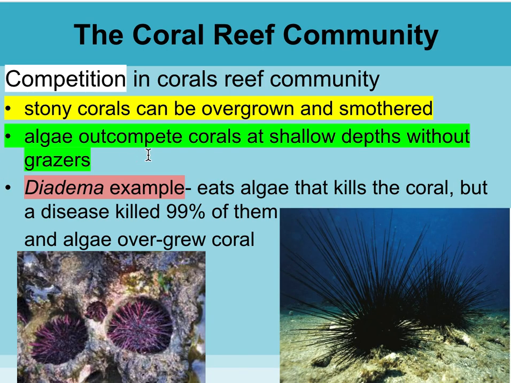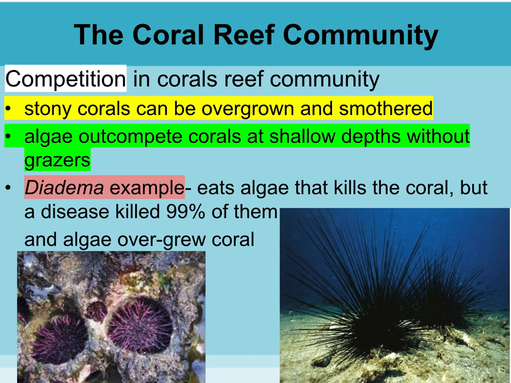So other competition is that a lot of stony corals that can't move and grow really slow tend to be overgrown and smothered. Algae a lot of times will grow on coral, and they grow more where it's shallow because algae really needs light. So they are a bigger threat to corals in the shallows than in the deep.